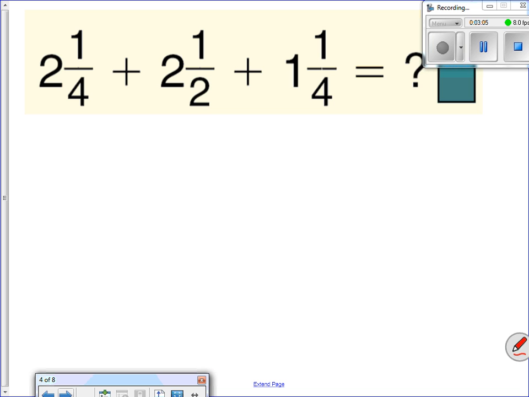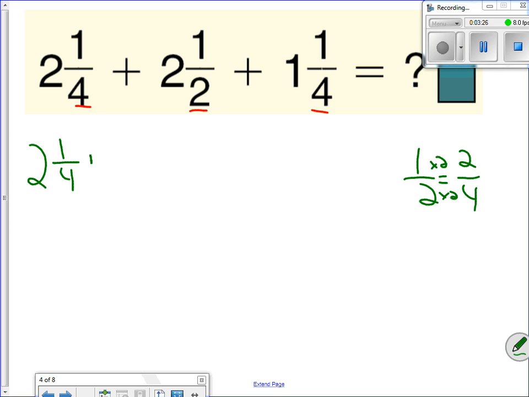Here we're adding up 3 different fractions, okay? It's pretty simple. All we have to do is follow one rule, common denominator. So let's take a look here. We have a 4, we have a 2, and we have a 4. They all go into the number 4. So I'm going to be changing 1/2 into a fraction with a 4 in it. Going times 2 gives me 2/4. I'm going to rewrite my problem here: 2 and 1/4 plus 2 and 2/4 plus 1 and 1/4.